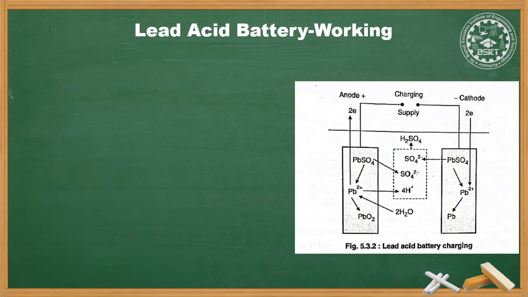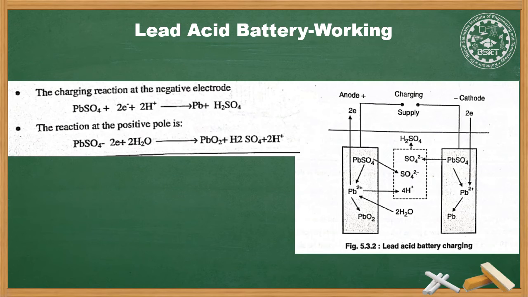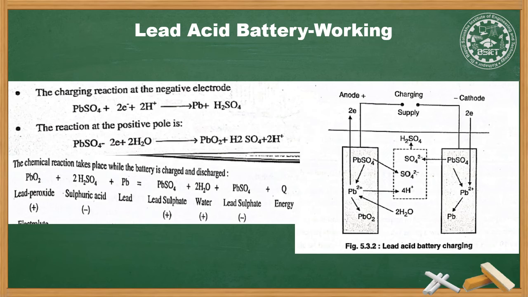It is then charged. The charging reaction at the negative electrode is given by PbSO4 plus 2 electrons plus 2 hydrogen ions gives Pb plus H2SO4, and the reaction at the positive pole is given as PbSO4 minus 2 electrons plus 2 H2O gives PbO2 plus H2SO4 plus 2 hydrogen ions. The overall chemical reaction that takes place while the battery is charged and discharged is given as PbO2, that is lead peroxide, plus 2H2SO4, that is sulfuric acid, plus Pb is equal to PbSO4, that is lead sulfate, plus 2H2O, that is water, plus PbSO4 lead sulfate plus Q, that is energy.